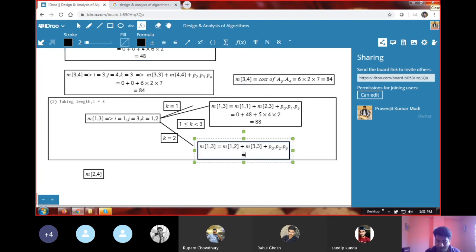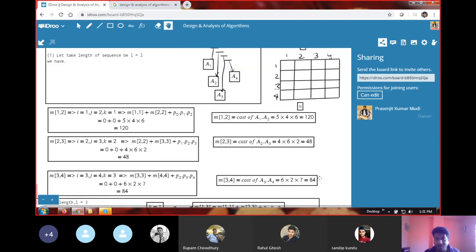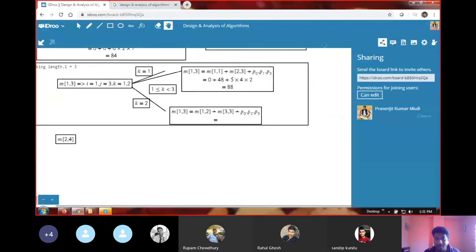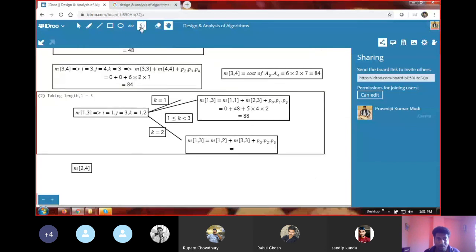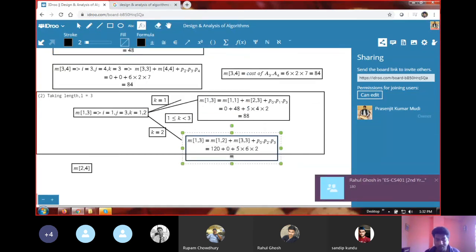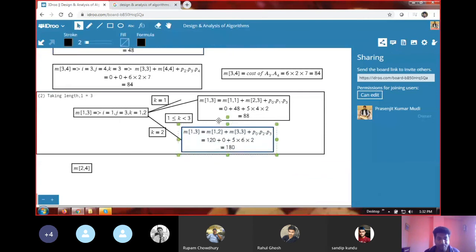So in the next line, m1,2 we can take from our bookkeeping record. m1,2 is 120 plus 0 plus p0 equal to 5, p2 equal to 6, and p3 equal to 2. Okay, and that gives us 180. So these are the two values of m1,3.